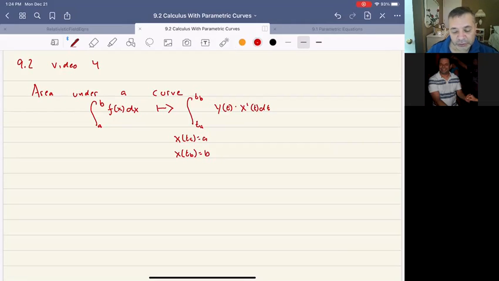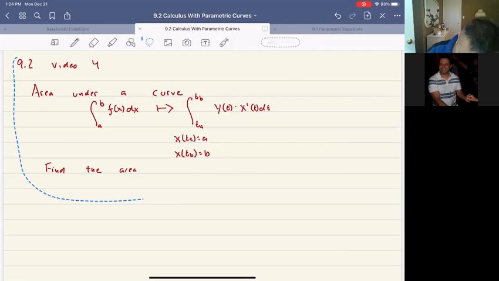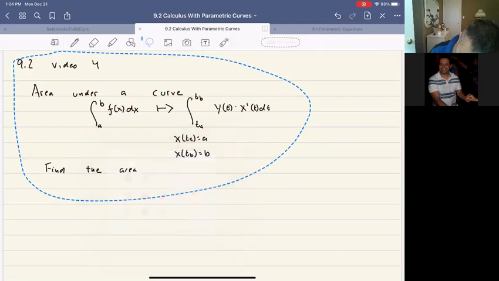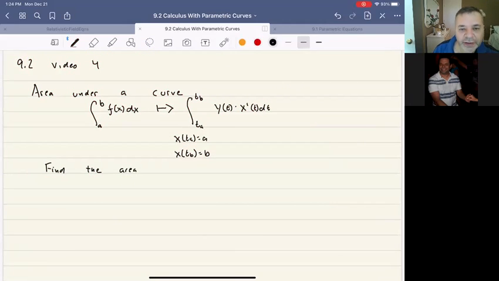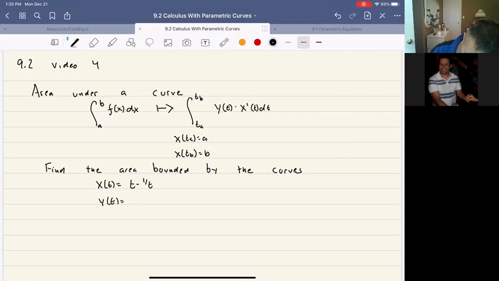Okay, so let's go ahead and do a problem. Let's find the area bounded by the curves x of t equals t minus 1 over t, y of t equals t plus 1 over t, and y equals 5 halves.